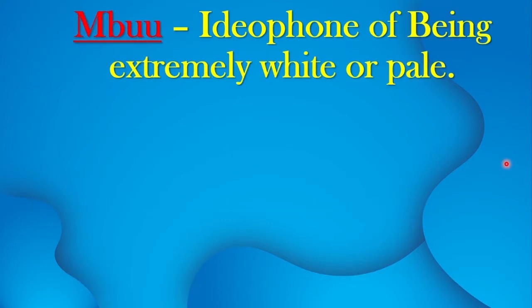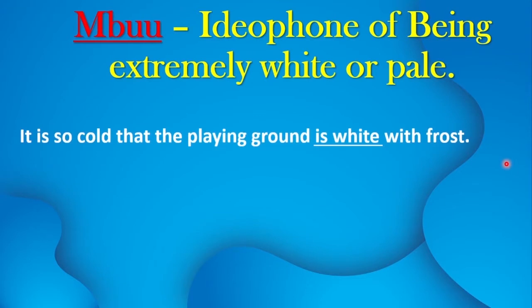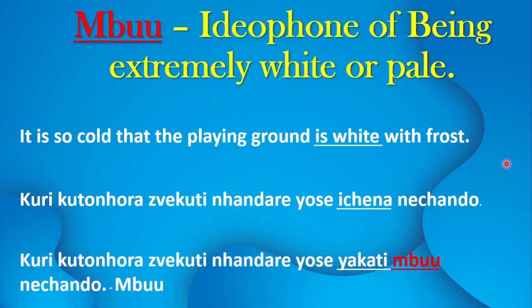Mbuu. It's an Ideophone of being extremely white or pale. It is so cold that the playing ground is white with frost. Kuri kutonhora zvekuti nhandare yose ichena nechando. Ichena is white, nechando. Kuri kutonhora zvekuti nhandare yose yakati mbuu nechando. Yakati mbuu is the same as is white or ichena.